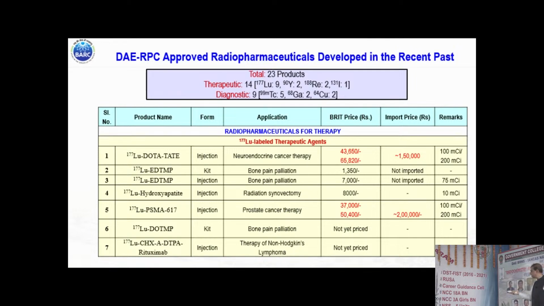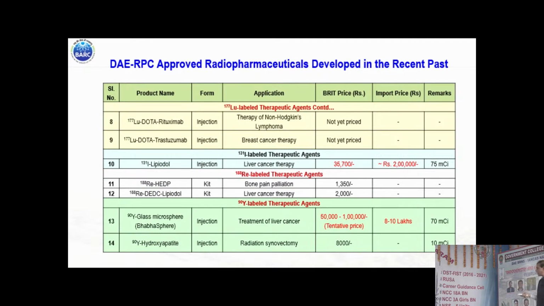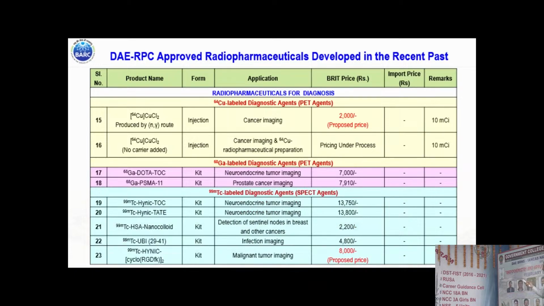And these are some radiopharmaceuticals which are not yet priced. I told you that we are giving these at this moment without any charges to interested physicians. You can see the list is quite long. And about radiation synovectomy, its cost is 8,000 rupees per 10 millicurie dose, and you can see the list is quite lengthy.